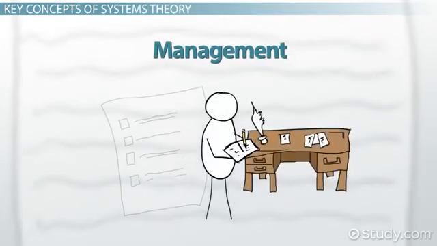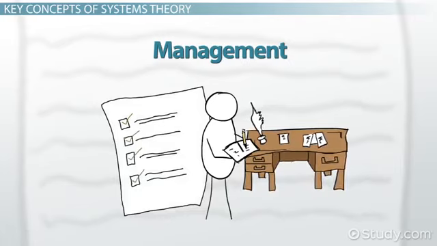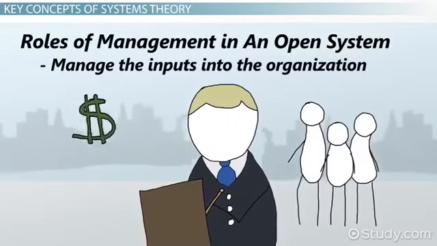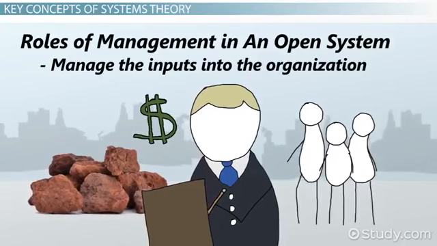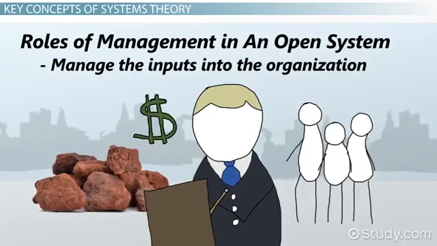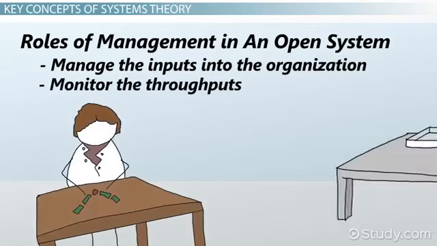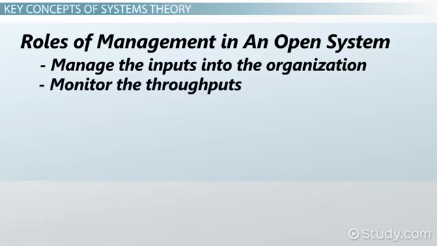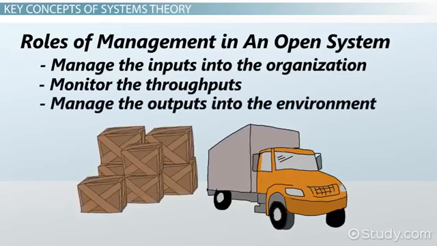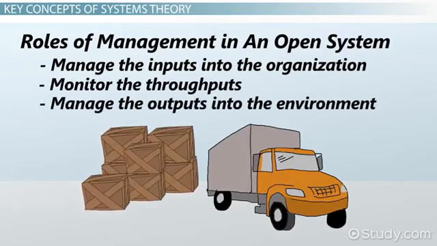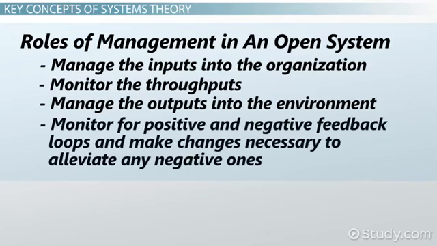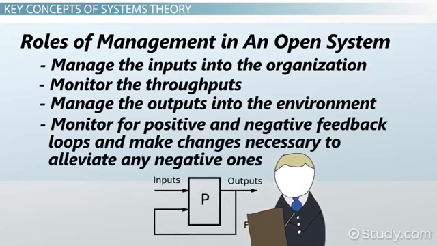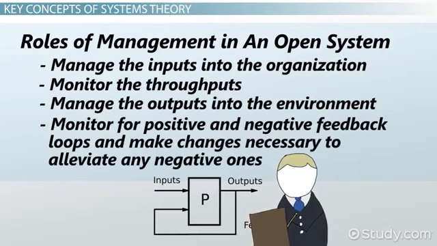Finally, the role of management in an open system should be fairly clear. First, you need to manage the inputs into the organization, such as capital, natural resources, equipment, and employees. Second, you must monitor the throughputs, the use of the inputs for the creation of goods or services. Third, you need to manage the outputs into the environment, the goods and services. Finally, you must monitor for positive and negative feedback loops and make changes necessary to alleviate any negative ones.